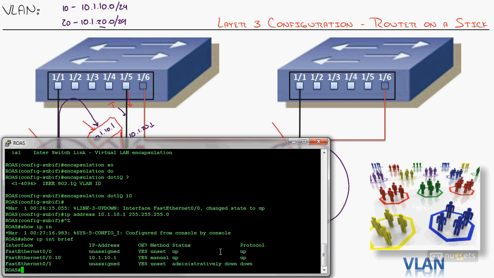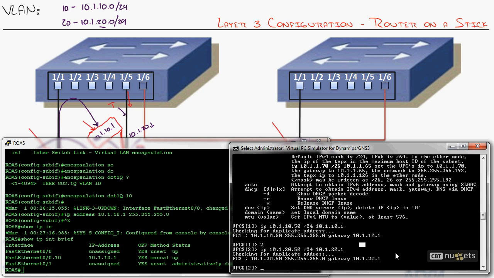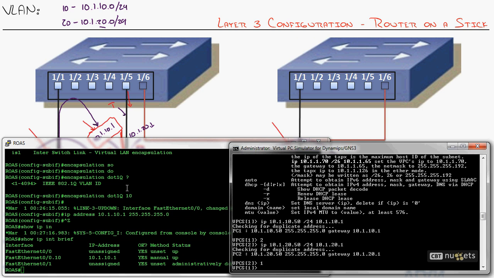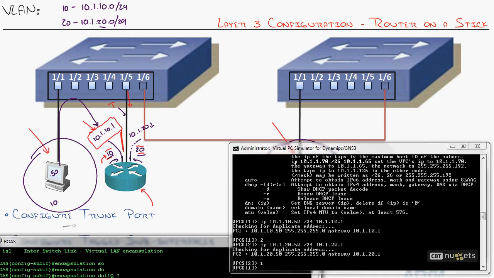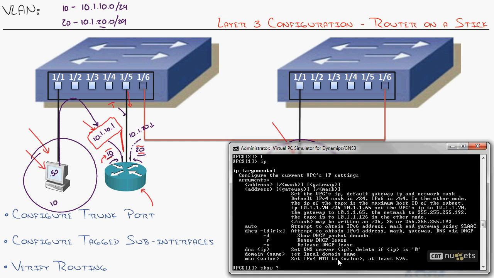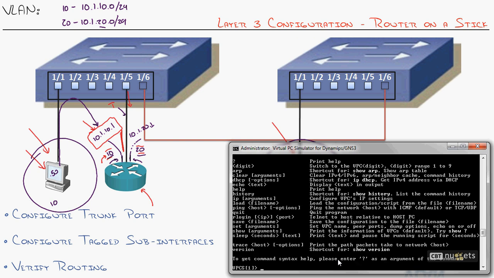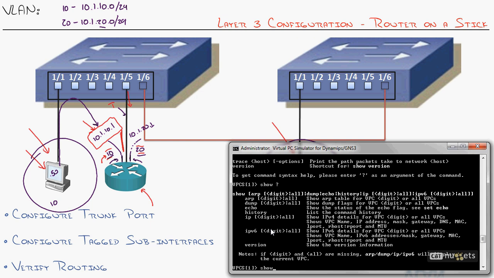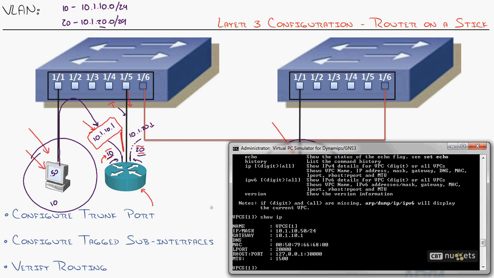I'm not even going to do the other one. I want to test it first. So let's come over here, and I'm going to go over to the virtual PC 1, which is this guy right here on the screen. Can I just type in show IP? I'm not a virtual PC guru yet. There's got to be a show. Yeah, show IP. Brilliant!